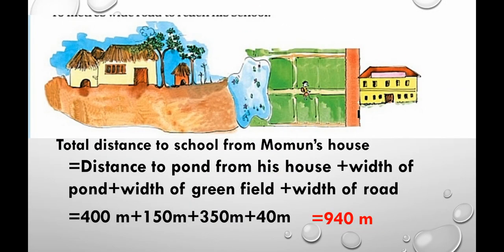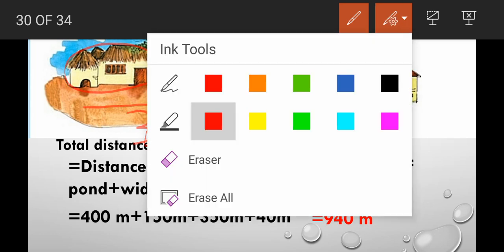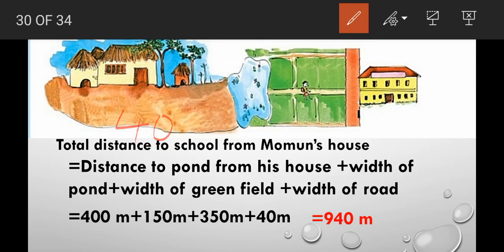We'll see the answer. We have the picture of the distance he is covering. So, from his house, you can see this is his house. From this house, he has to walk 400 meters. Then he will reach the pond. This pond is 150 meters wide. Then he will reach the green field. So you have to cover this green field, which is 350 meters. So he will reach the road. Then he has to cross the road, which is 40 meters. Then he will reach his school.